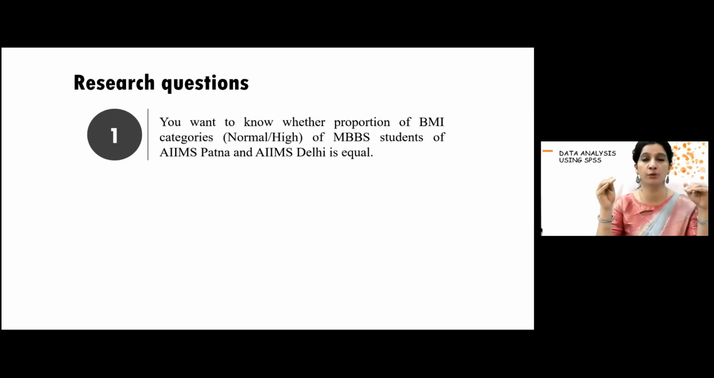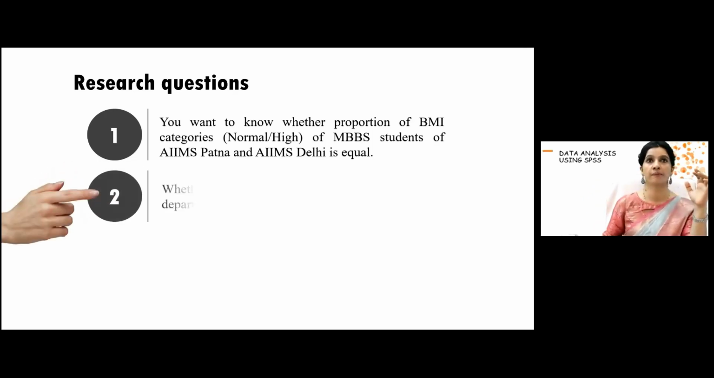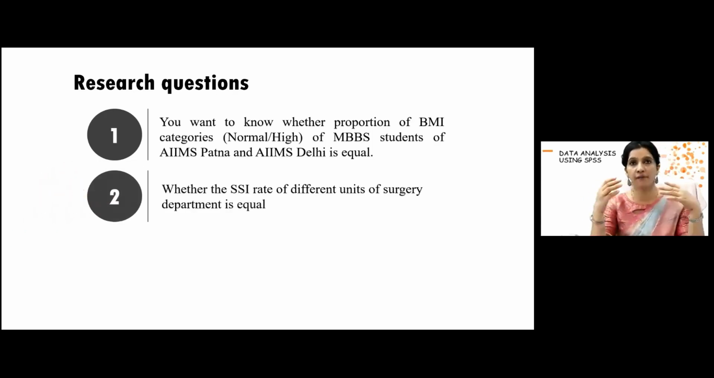So if I want to know whether the proportion of BMI category of MBBS students of AIIMS Patna is equal to AIIMS Delhi, meaning I have a value of some other institute, right? If I want to see whether it is equal to AIIMS Delhi or not, or whether the SSI rate of different units of the surgery department is equal or different. So equal would be when I form a null hypothesis, and different will be the alternate hypothesis.